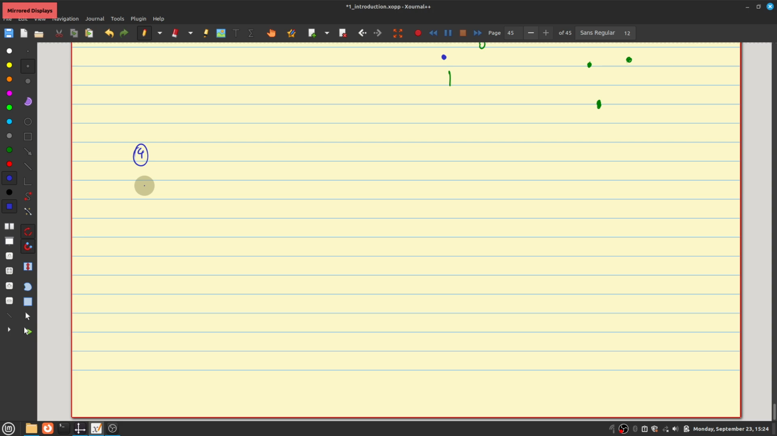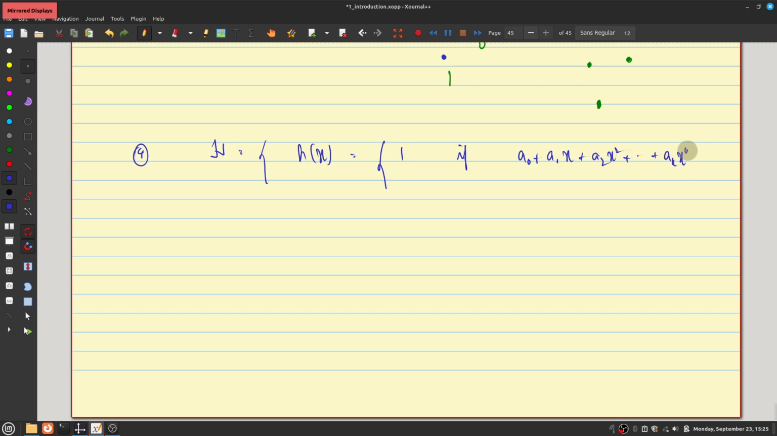Here's something maybe a little more tricky. Suppose that H is the set of all functions x over the reals, which takes the value 1 if a0 plus a1 x plus a2 x square, up to ak x to the power k, is greater than or equal to 0, and 0 otherwise.